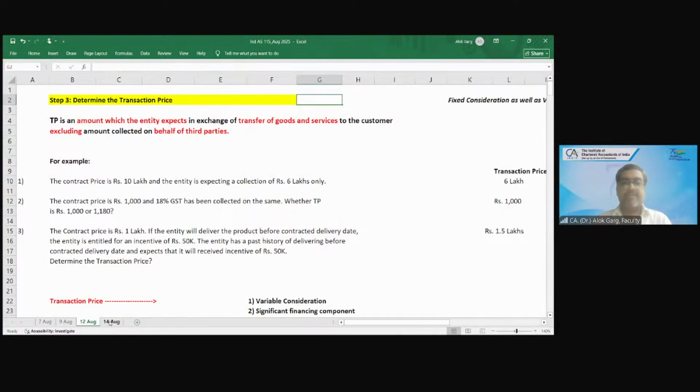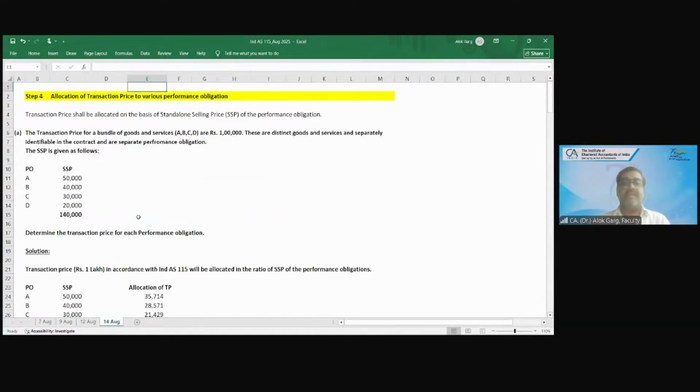Yes, the next step is allocation of transaction price to various performance obligations. So friends, in the first step we identified that yes, it is a contract with the customer. Then we also determined that in the contract there are 3 or 4 performance obligations. And we also understood what the transaction price is, because the revenue has to be measured at the transaction price. We have covered a lot of concepts in this standard.